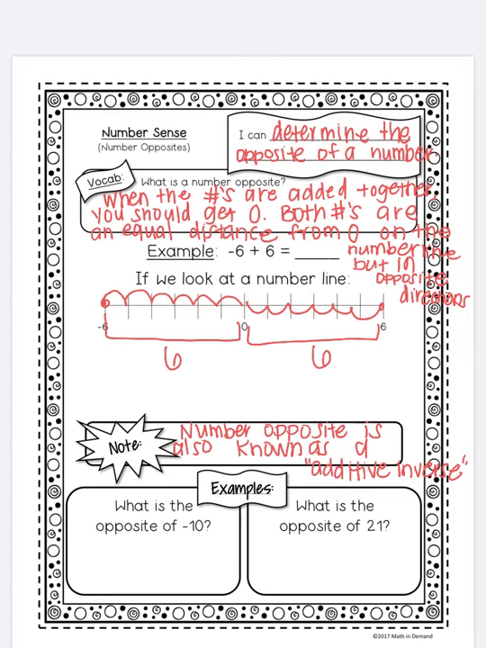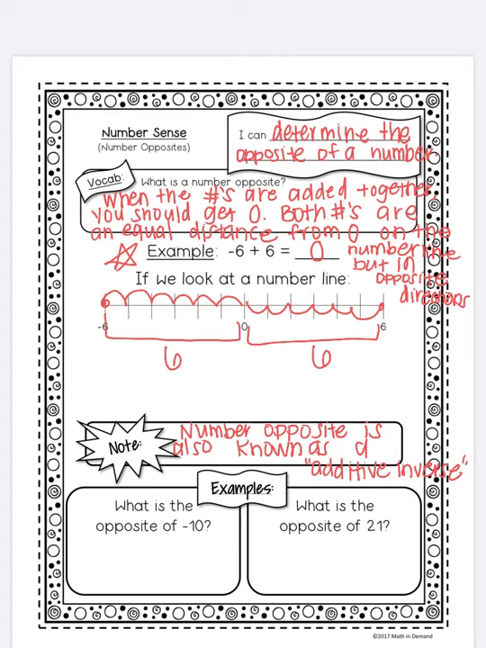So let's try a few of these examples. In the first example at the top, where we looked at -6 and 6, if we add those up, remember, when we add two integers that have opposite signs, we subtract them but keep the sign of the larger number. Well, 6 minus 6 is 0, and 0 is neither positive nor negative. It just stays the same.